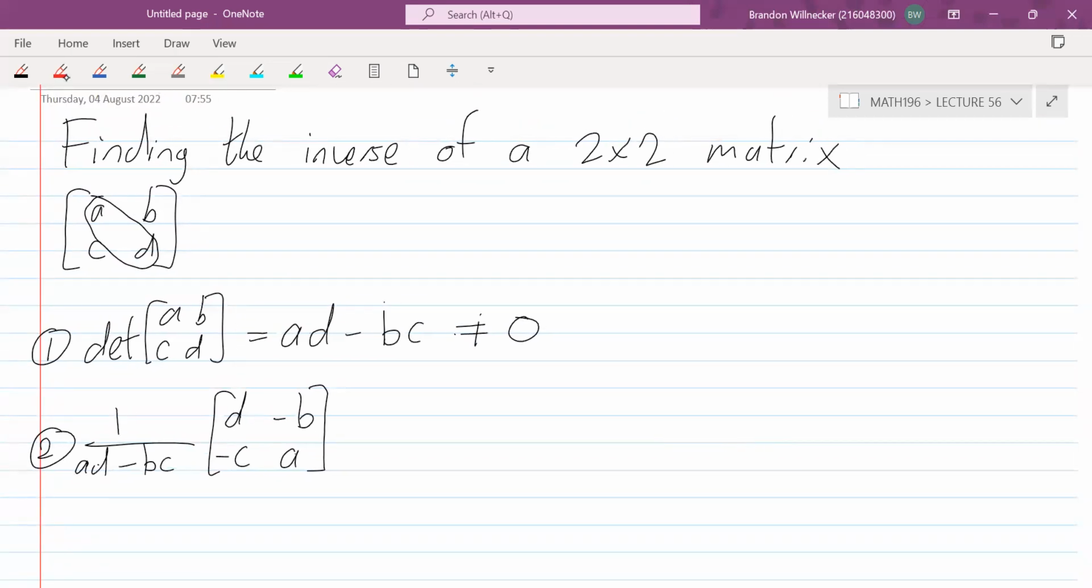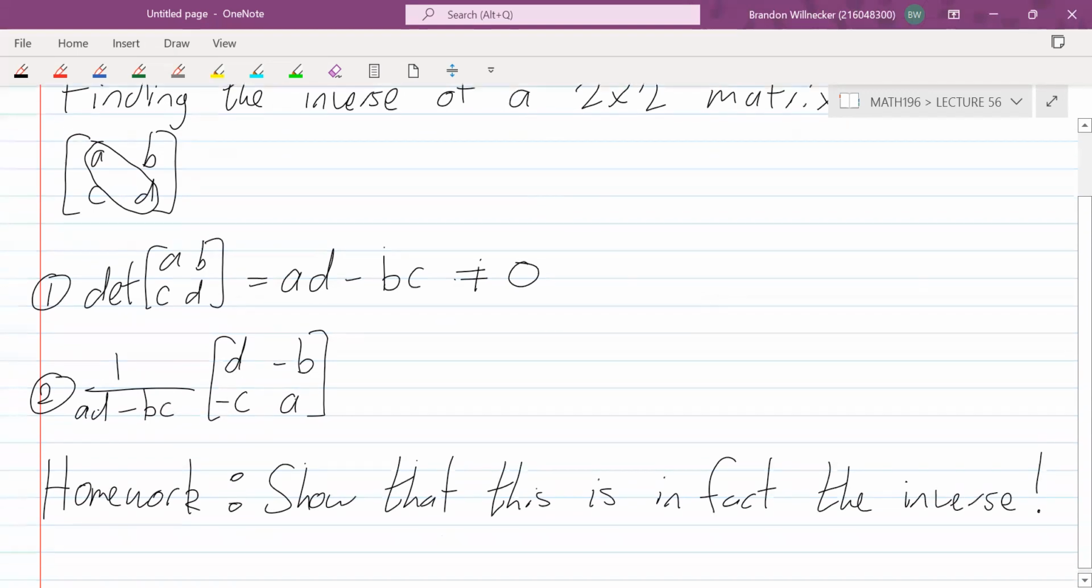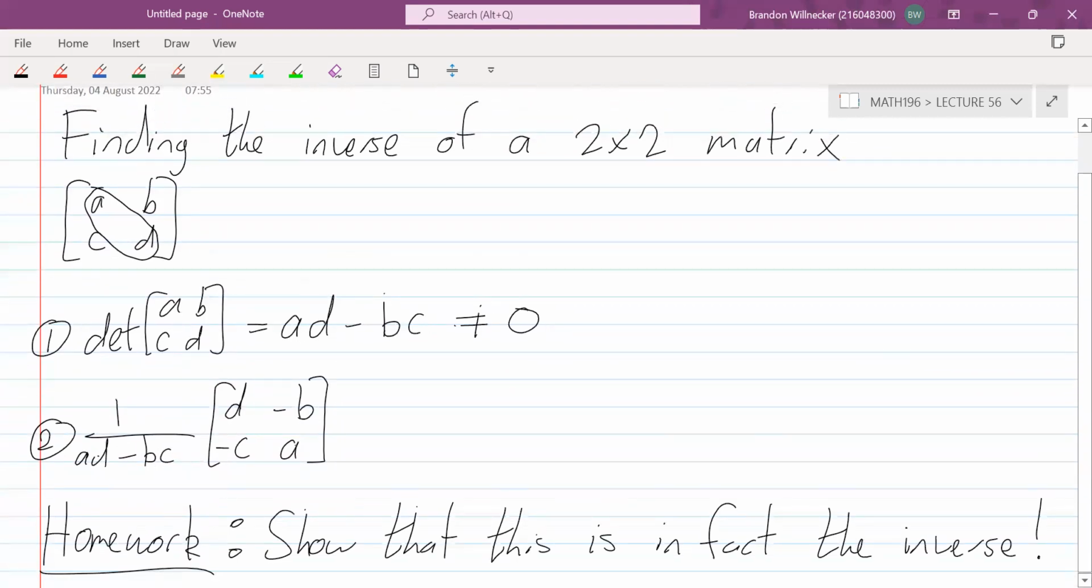Okay, so first homework question. Show that this is in fact the inverse. Okay, so that's our first homework problem for today. Okay, so this is for a 2 by 2 matrix. A 3 by 3 matrix is a bit more complicated, but it's not too bad. Let's go through that using an example.